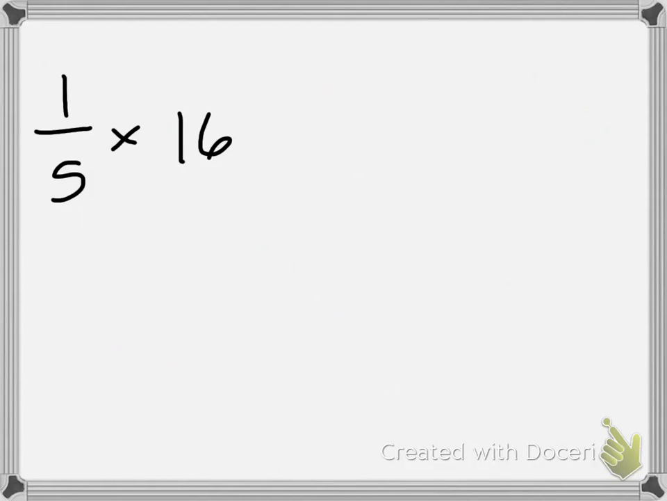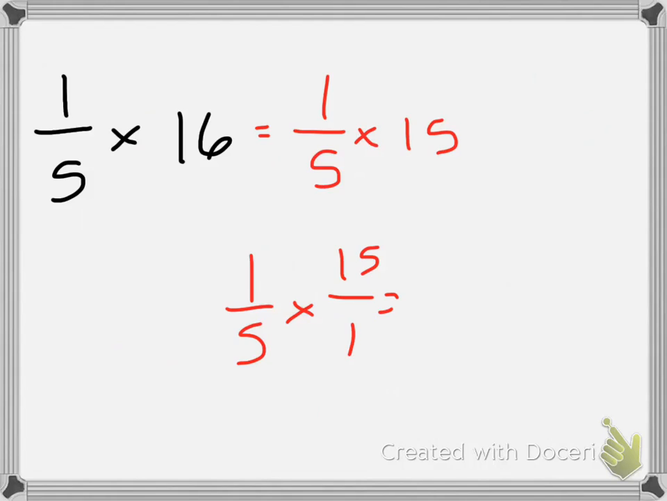Here I have 1/5 times 16. I know 5 cannot go into 16, so I'm going to estimate 16 to make it compatible with a 5, so it can go in evenly. So I know 5 cannot go into 14 or 16 or 17, but it can go into 15. So when I go 1/5 times 15 over 1, I come up with 15 over 5, and 15 divided by 5 is 3.